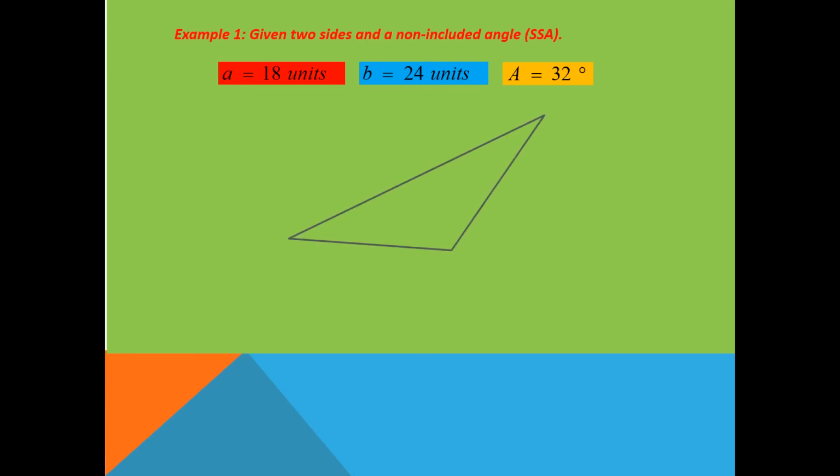Let's go to another example. This time, two sides and a non-included angle are given. A is equal to 18 units, B is equal to 24 units, angle A is equal to 32 degrees. This is a non-included angle because the included angle of side A and side B is angle C. If angle C is given instead of angle A, we cannot use sine law, but instead, cosine law is the solution for this problem. I will discuss cosine law on my next video.